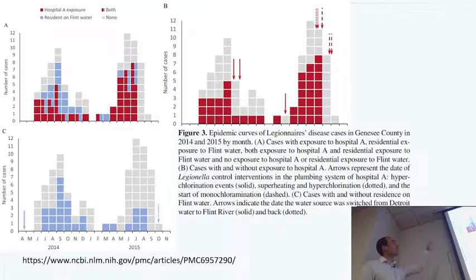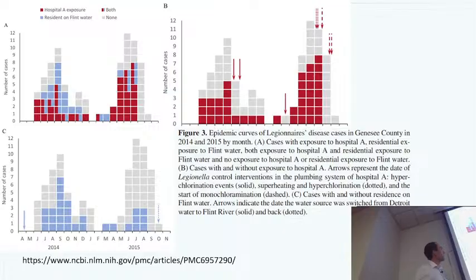So the other bars here, the gray bars, is none, at least not to the patient's knowledge. So no exposure to hospital A, and not a resident. The blue is residents of the Flint River water. So you see a lot of people had Flint River water exposure. A lot of people had hospital exposure. Some people had neither. Maybe they have their own private well.